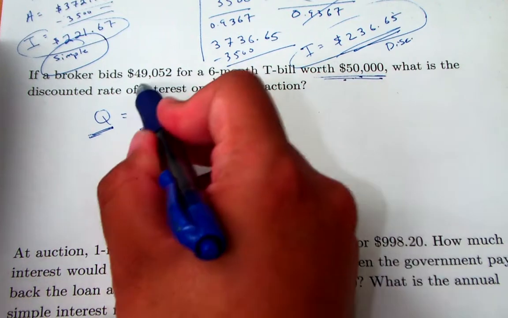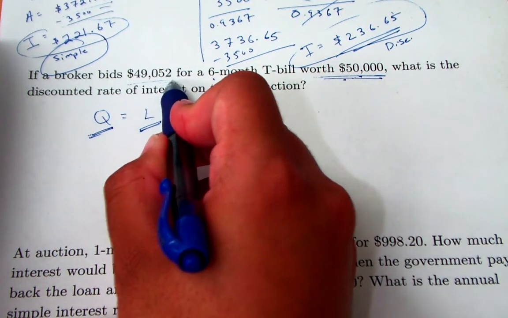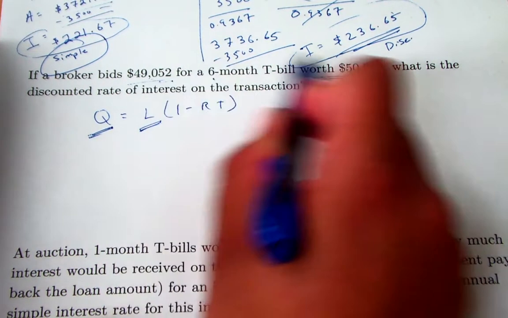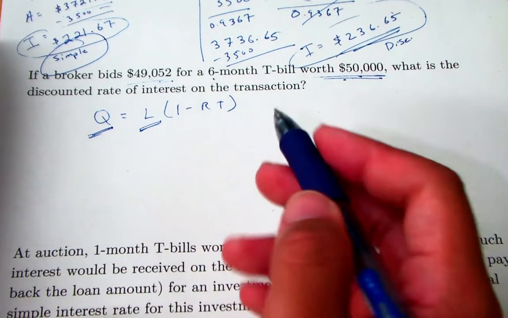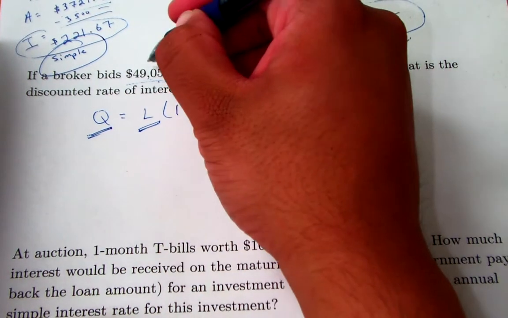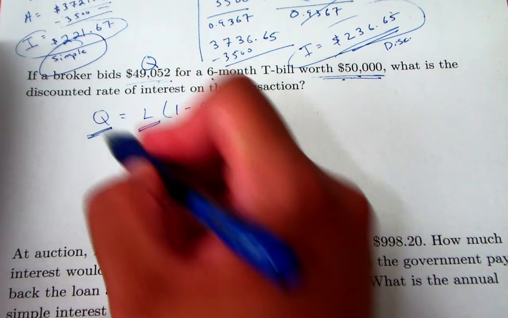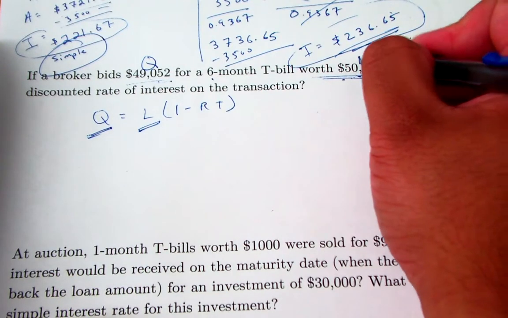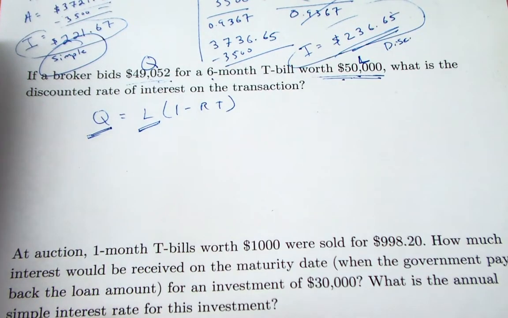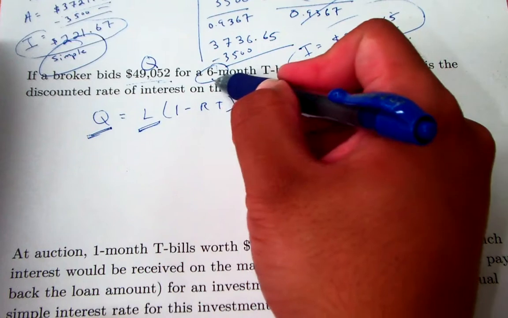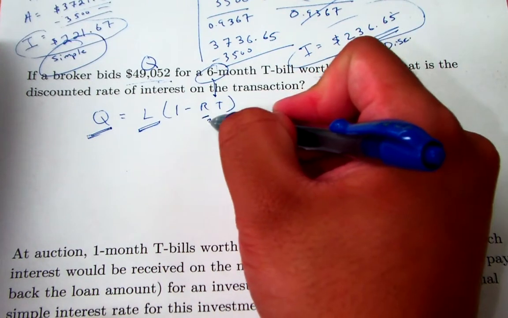The broker only lent this amount, right? So you can see that the broker is going to make money by lending it to the government, and that's how this whole transaction works. So I'm going to plug in Q for $49,052 and the loan amount for the face value of the bill. And it's 6 months, so that's half a year. And the question is, of course, what's the rate?